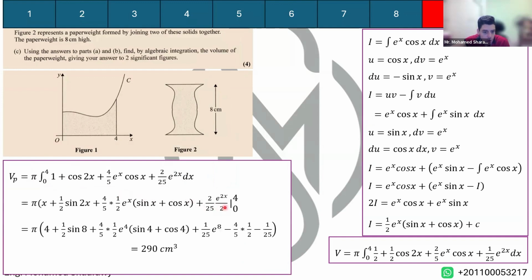And now the limits are 4 and 0. The integral of 1 is x. The integral of cosine 2x is half sine 2x. The integral of e^x cosine x, I just found it, so I just replaced it. Plus this one, this integral is e^(2x) over 2. Substituting 4, then subtracting the value at 0, the answer became 290.